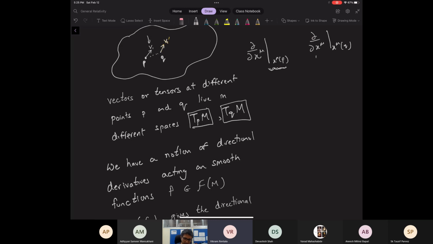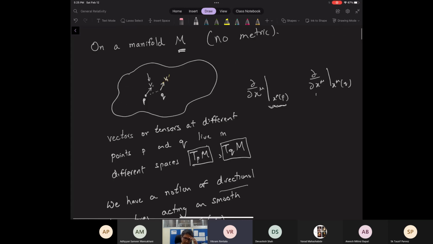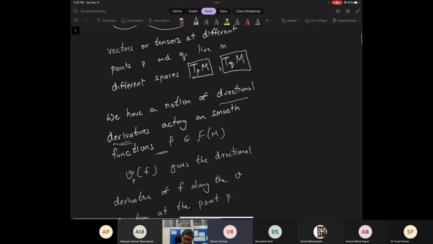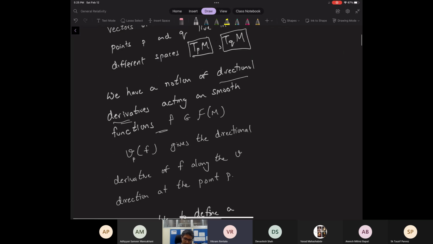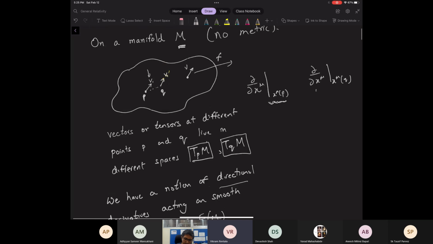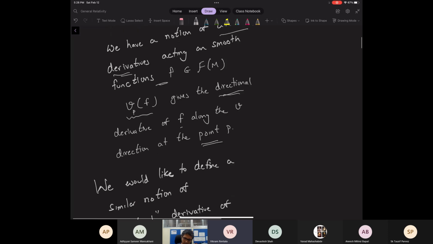Now these vectors give us a notion of directional derivatives when they act on smooth functions f. As we've already seen, if I have some smooth function f on the manifold, I can think about the directional derivative of f in some particular direction. If I have a vector v at some point p acting on f, that defines a directional derivative of f along v at the point P, and we define this by talking about curves through the point P.